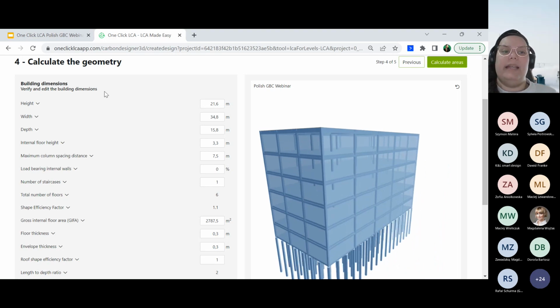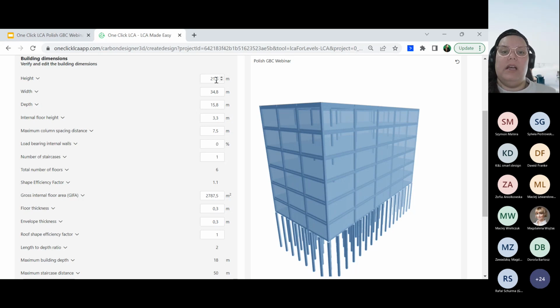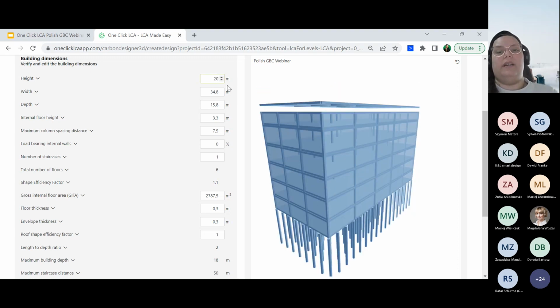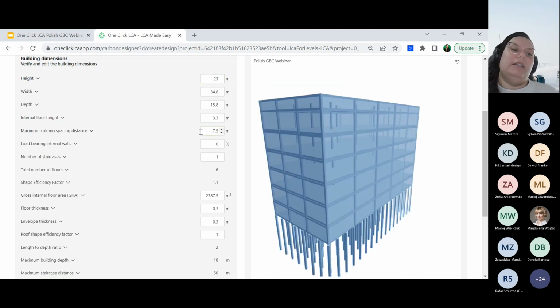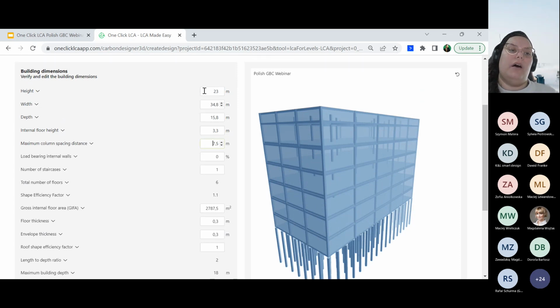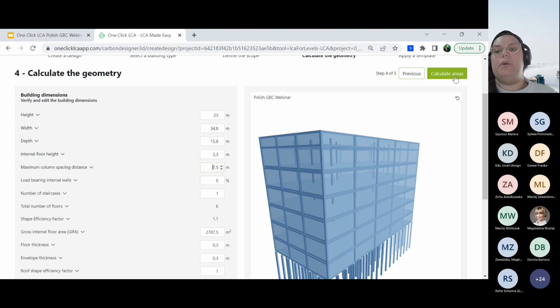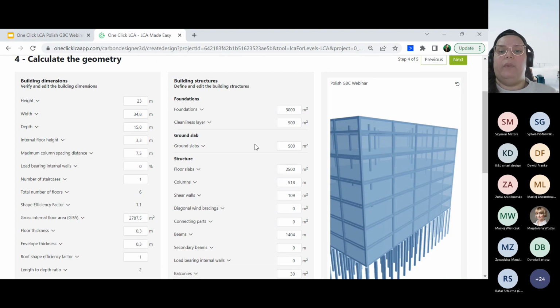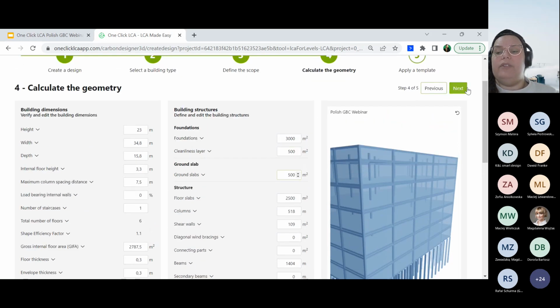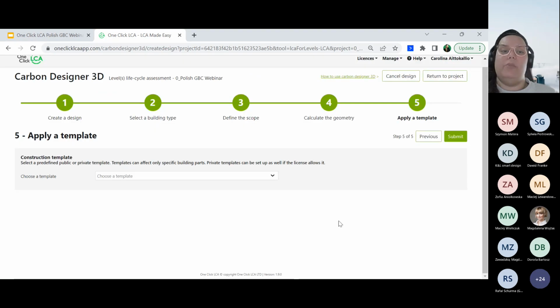And here we can see the building dimensions. And in these dimensions, we can also edit them. Let's say here I want like 22 or 20. I can edit them as I wish. Then we have here also all the other dimensions, but once we are happy with it, we can click here to calculate the areas. Once we have the area, we have here the possibility also of editing the areas if we would like to. And after we are happy with it, we can proceed.